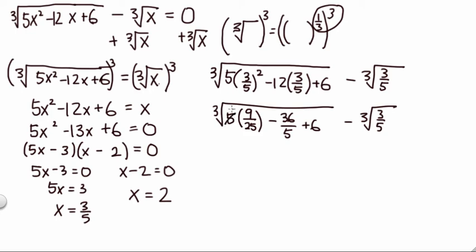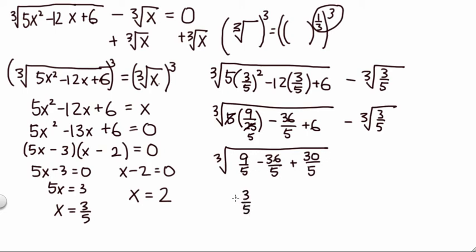If I simplify some things, I get the cube root of 9/5 minus 36/5, and then I can write 6 in terms of fifths, right? So 6 is the same as 30/5. If I do all of this, I get 3 over 5, because it's 9 minus 36 plus 30, and it's the cube root of 3/5 minus the cube root of 3/5. And we do get 0. So 3/5 is a solution.